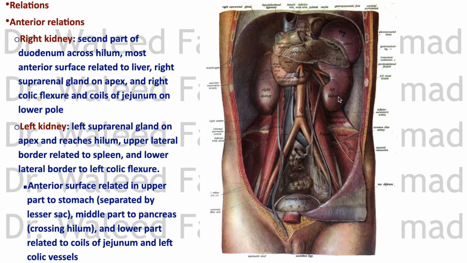And at the lower part, there are coils of jejunum here, not the left colic flexure, because the left colic flexure is on the left side of the kidney, related to its left border. Remember these facts, please. Left colic flexure is on the left side of the left kidney, while the right colic flexure is on the lower pole of the right kidney. And of course, the kidney has an impression on the spleen, so it's related laterally to the backside. See the posterior aspect of the medial surface of the spleen, leaving an impression there. Okay, so this is about the anterior relations of the kidneys.